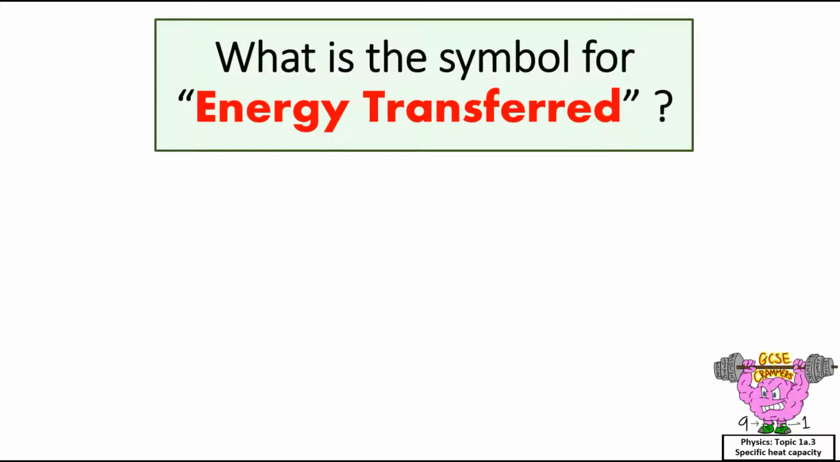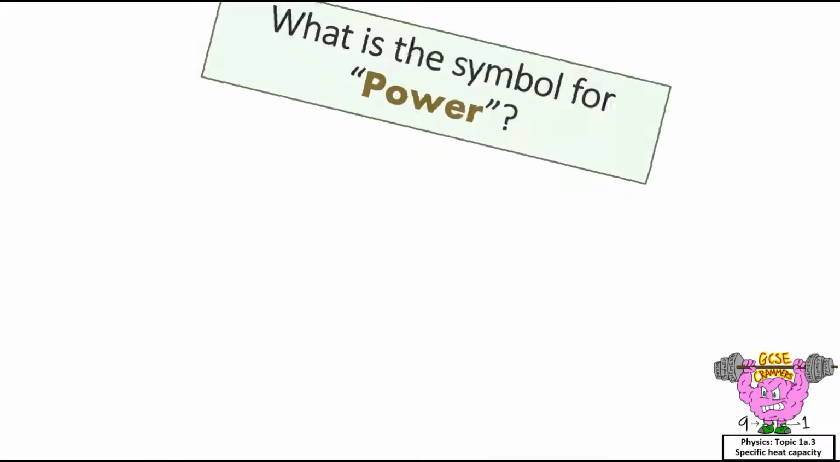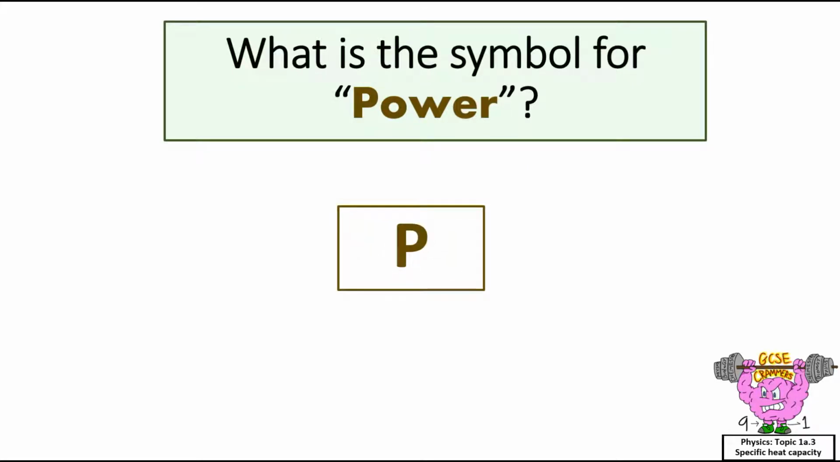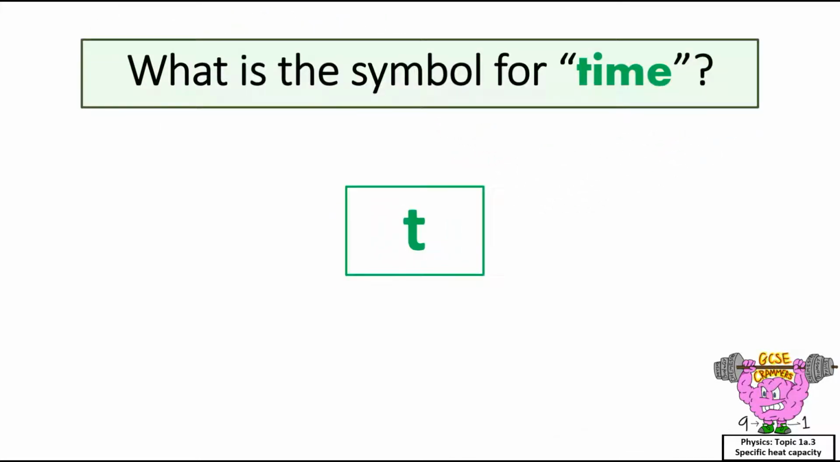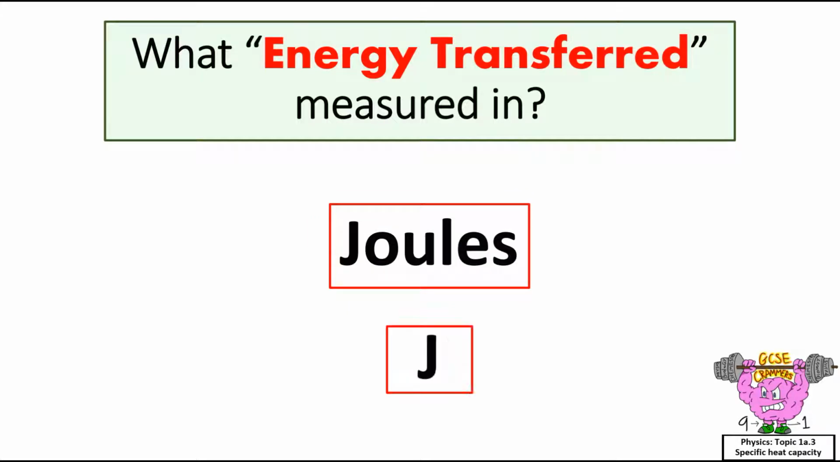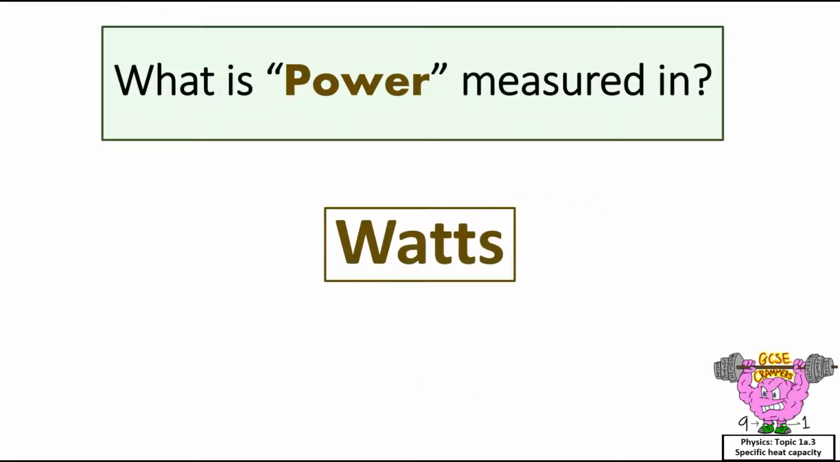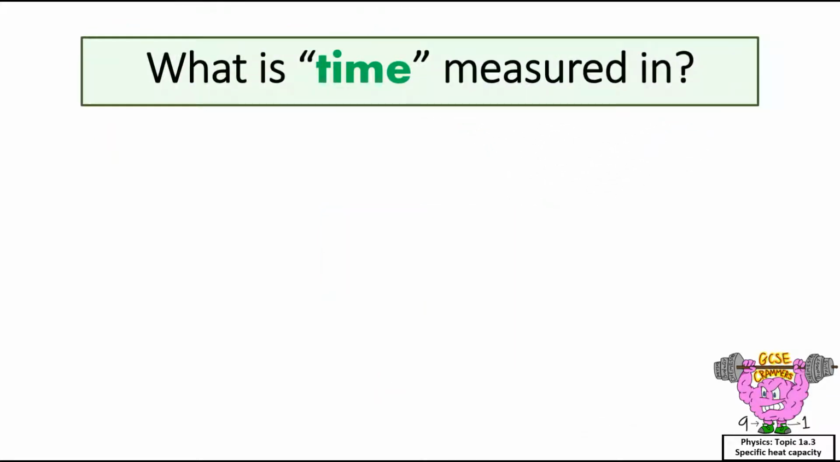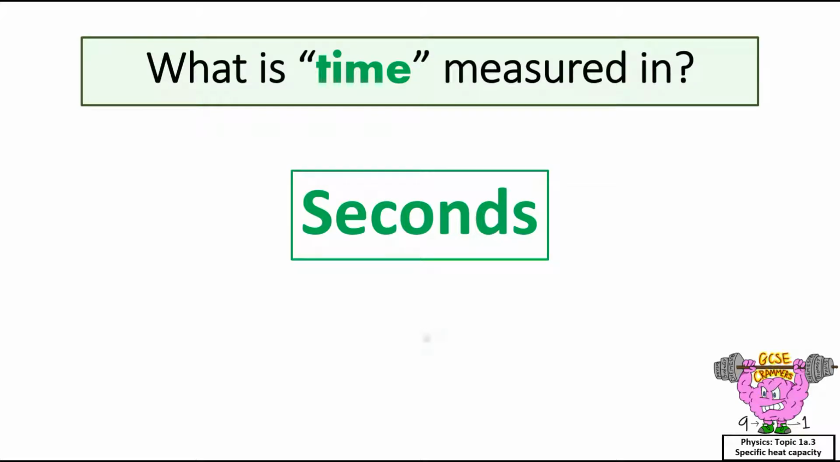What is the symbol for energy transferred? Capital E. What is the symbol for power? Capital P. What is the symbol for time? Lowercase t. What is energy transfer measured in? Joules, or a capital J. What is power measured in? Watts, or a capital W. What is time measured in? Seconds, or a lowercase s.